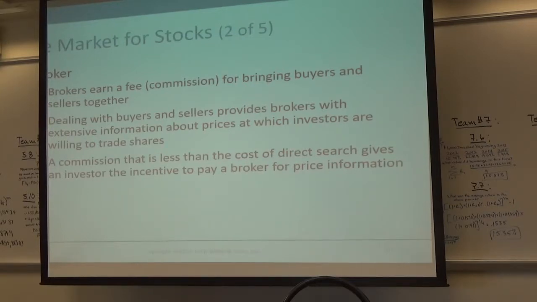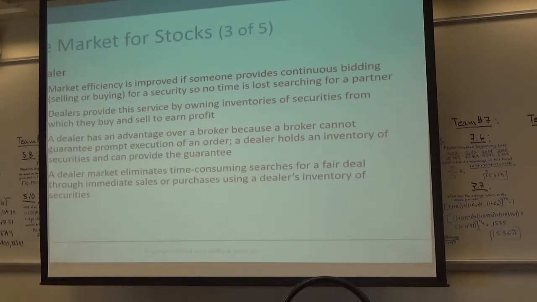Brokers earn a fee for bringing buyers and sellers together. A commission that is less than the cost of direct search gives an investor the incentive to pay a broker for price information. Dealer market efficiency is improved if someone provides continuous bidding for a security so no time is lost searching for a partner. Dealers provide this service by owning inventories of securities from which they buy and sell to earn profit. The dealer market eliminates time-consuming searches for a fair deal through immediate sales or purchases using a dealer's inventory of securities.